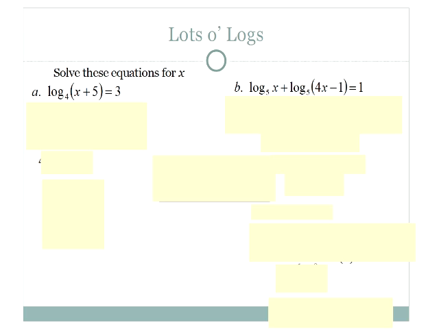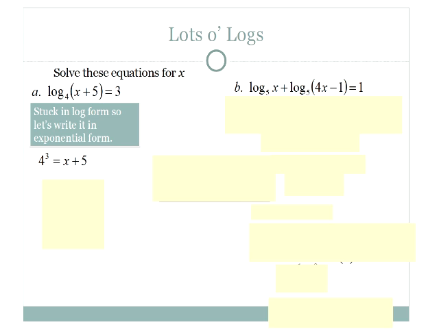So what happens here is that there's nothing I can do in log form, so I'm going to go exponential. This is 4 cubed equals x plus 5. 4 cubed is 64. Subtract 5 from both sides. I get x equals 59.